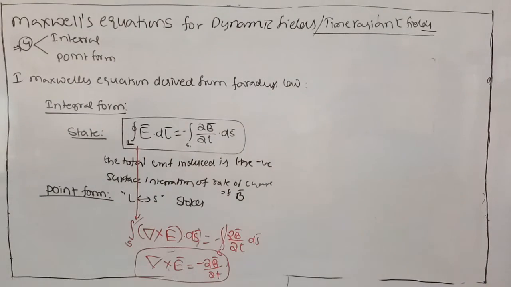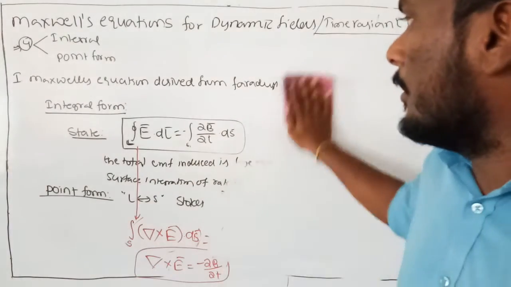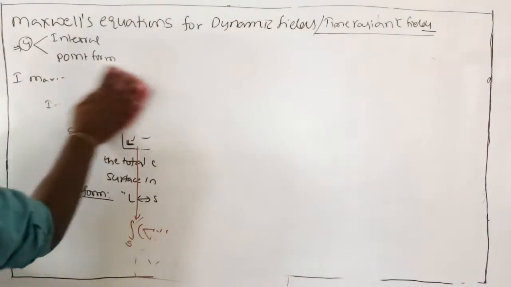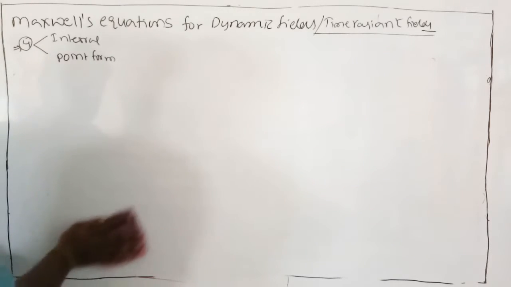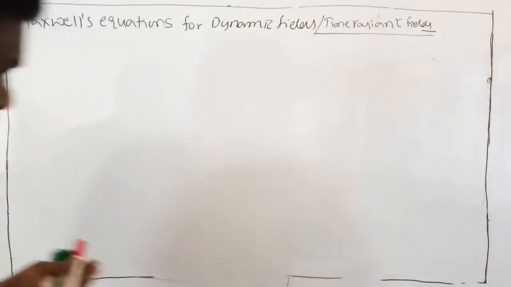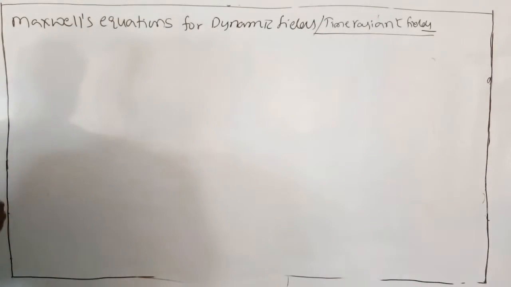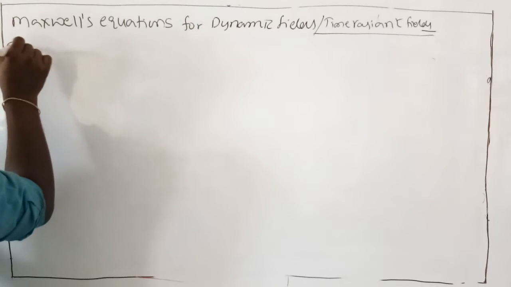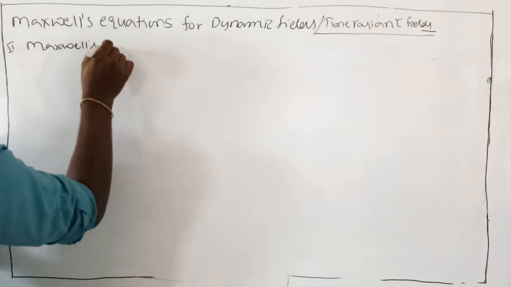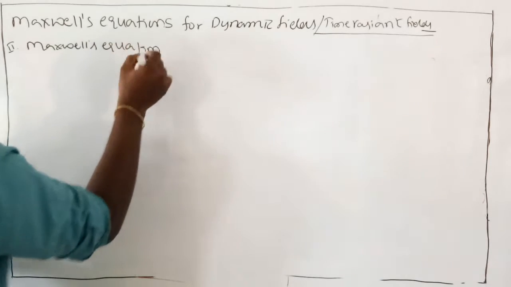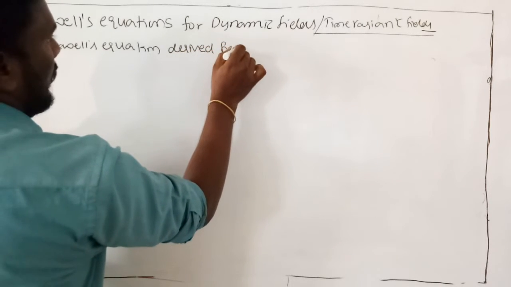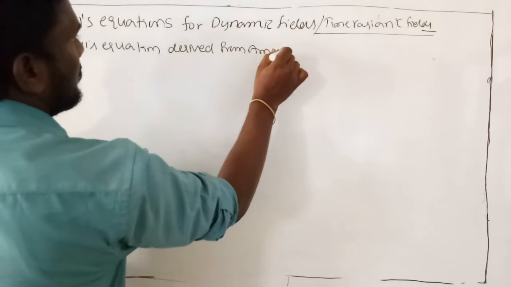Okay. Now similarly we have one more expression in the dynamic fields, which is derived from Ampere's circuital law. It should also be written in point form and integral form. So I am writing the second expression, that is Maxwell's equation derived from Ampere's circuital law.